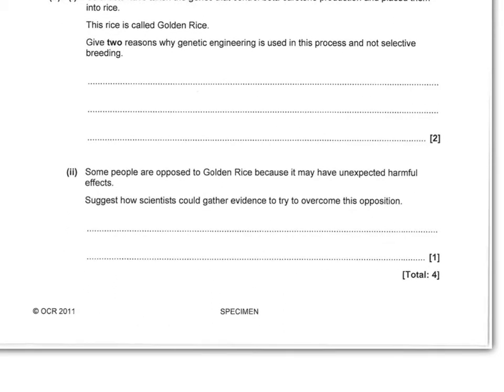Some people are opposed to golden rice because it may have unexpected harmful effects. Suggest how scientists could gather evidence to try to overcome this opposition. So the idea is that you have to carry out controlled tests, or you could give examples of controlled testing, so testing humans to see if it makes them ill compared to a control group, or doing field trials to make sure it does not impact plants growing around. You can't put stuff like arguing or writing articles. It has to be the idea of carrying out controlled tests.